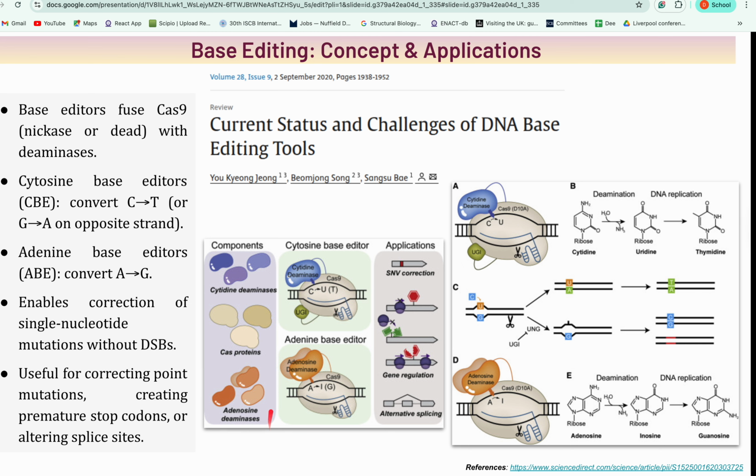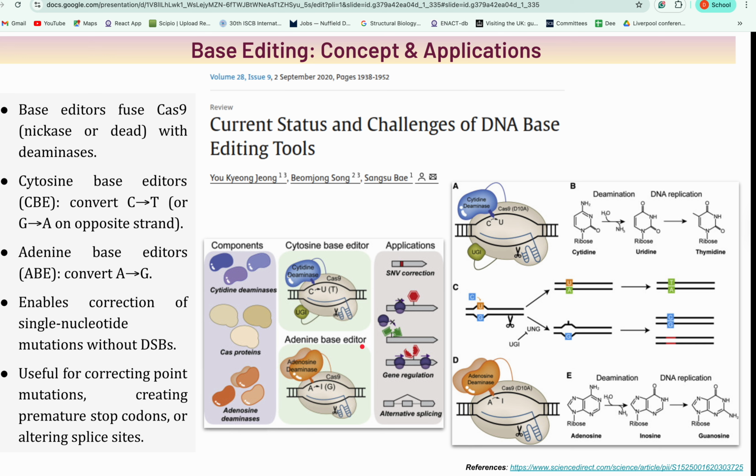These are adenosine deaminases. So what is cytidine deaminase doing? It is converting C to U. Now U is there, but whenever the other strand gets synthesized, it will have the T. So that's why we say C to T transition. But actually C is converting to U, and in its complementary strand we will have T. That's why C to T.